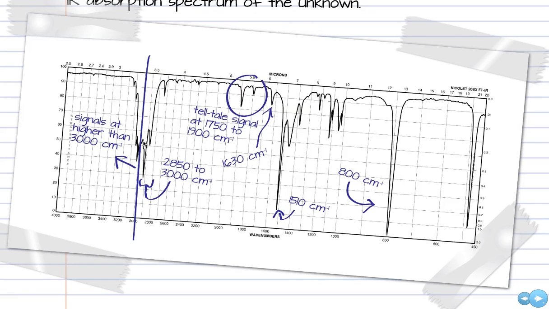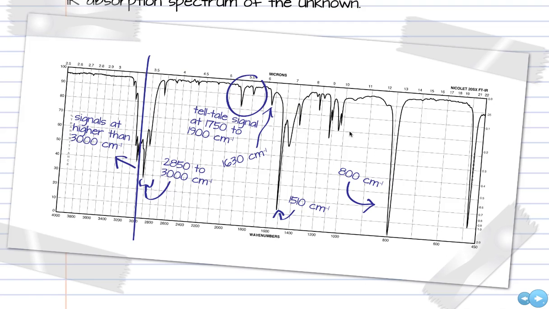And so basically, on this line that I drew here, on the right-hand side of that line, below 3,000 wave numbers, that's where you'll see alkane CH stretches. If you have any signals above 3,000, you would strongly suspect alkene CH stretches. So there, I see some signals above 3,000. If I see those, I smell alkene. And if you see a signal way out here around 3,300 or 3,400, you're definitely guaranteed to be seeing an alkyne CH stretch. But here, I see an alkene.